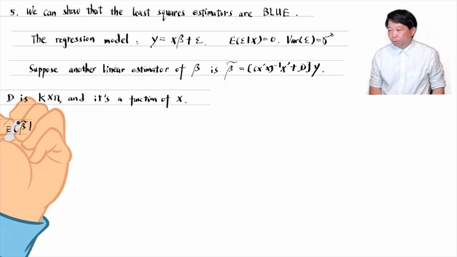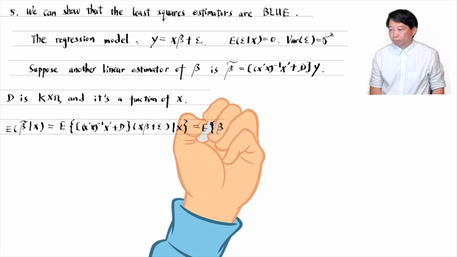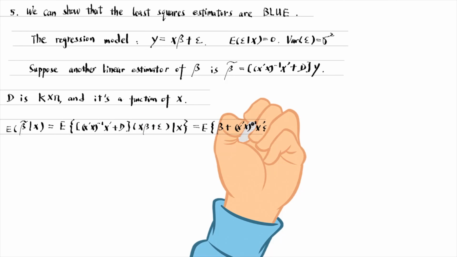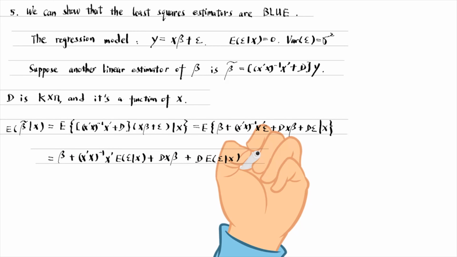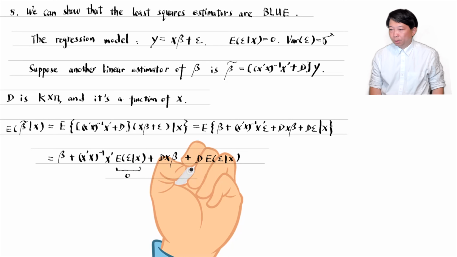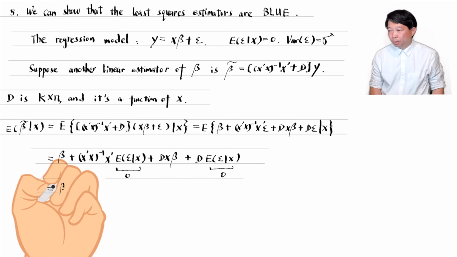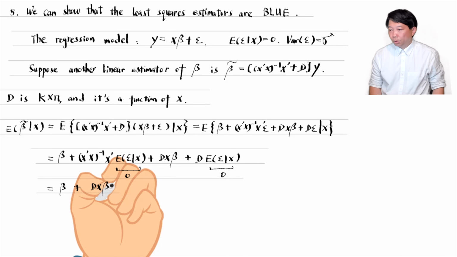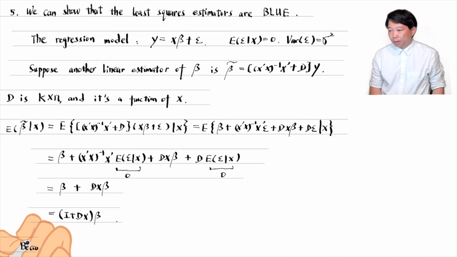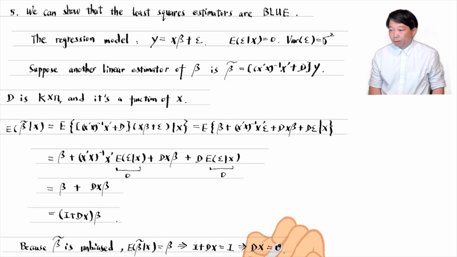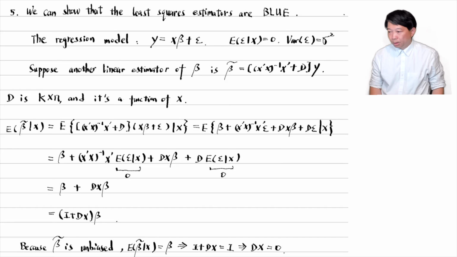The next step is to write down beta tilde's expected value. We replace y with its equation. There were 4 terms. The second and the fourth terms equal 0 by the zero conditional mean assumption. 2 terms are left. Because beta tilde is an unbiased estimator of beta, the expected value of beta tilde equals beta, which leads to d times x equals 0.